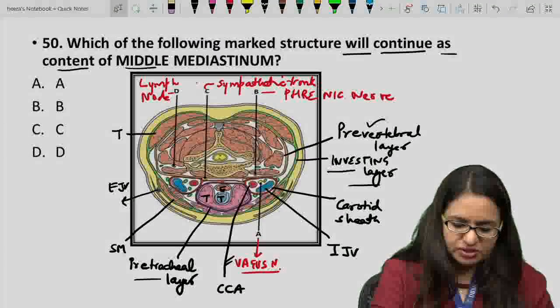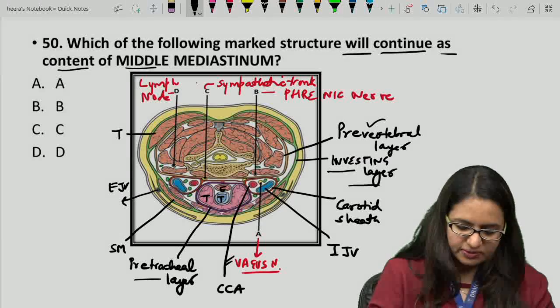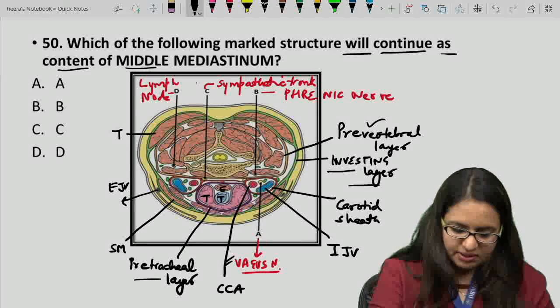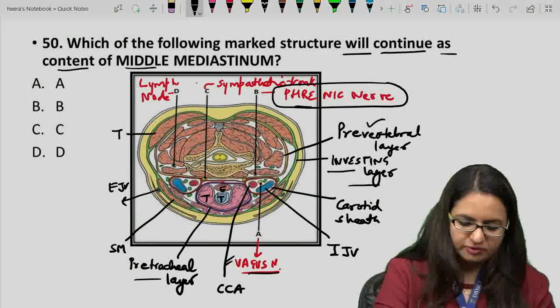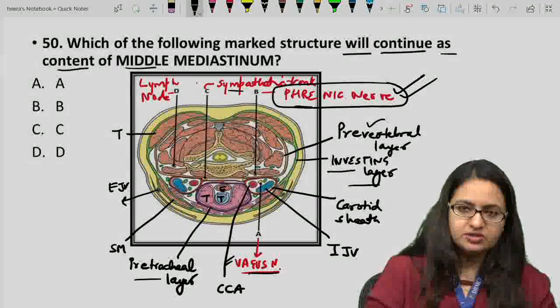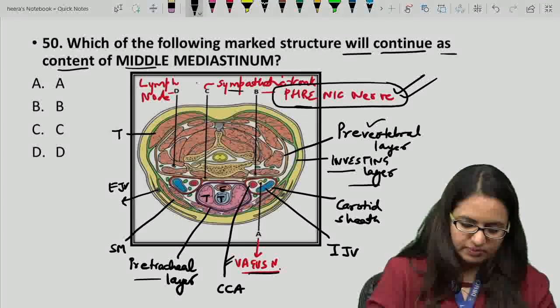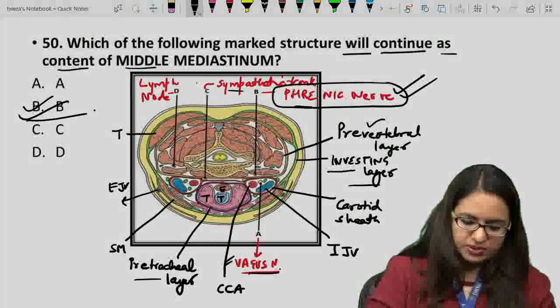Now, which structure among these four, A, B, C, D, will continue as a content of the middle mediastinum? The structure which will continue in the middle mediastinum is the phrenic nerve. Out of the vagus nerve, phrenic nerve, sympathetic trunk and the lymph node, the phrenic nerve is the structure which forms one of the contents of the middle mediastinum. So, the answer for this question will be B, because B is the phrenic nerve.